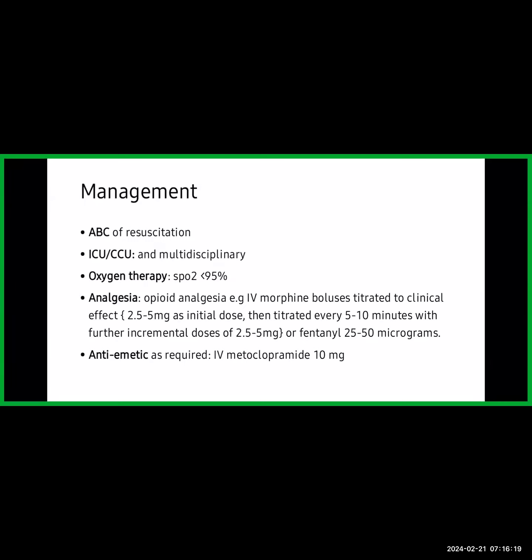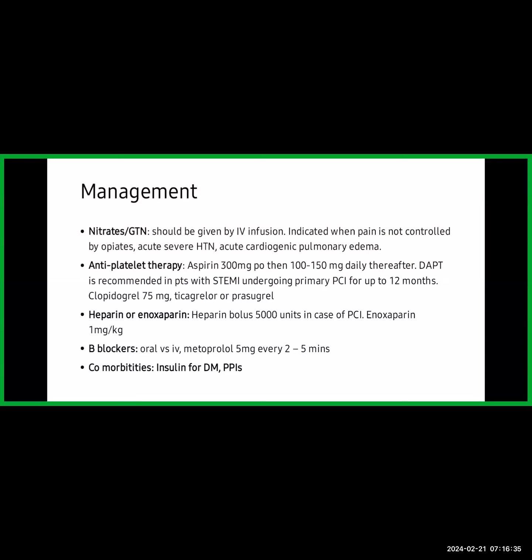So IV morphine can be given as boluses, titrated to clinical effect, 2.5 to 5 milligrams as initial dose, then titrated every 5 to 10 minutes with further increments. Or fentanyl can be used. Antiemetic is often required because nausea and vomiting occur with either the disease or some form of treatment given to this kind of patient. So nitrates are also very important. They also help to reduce the pain.